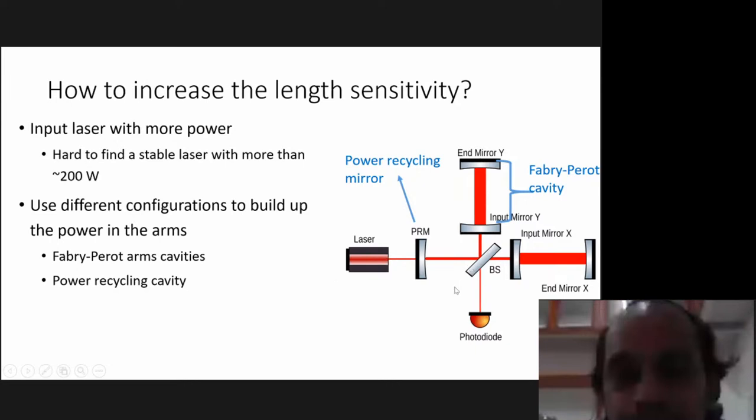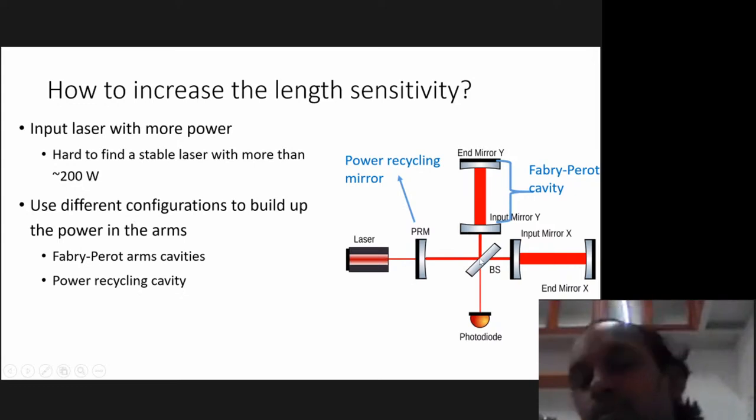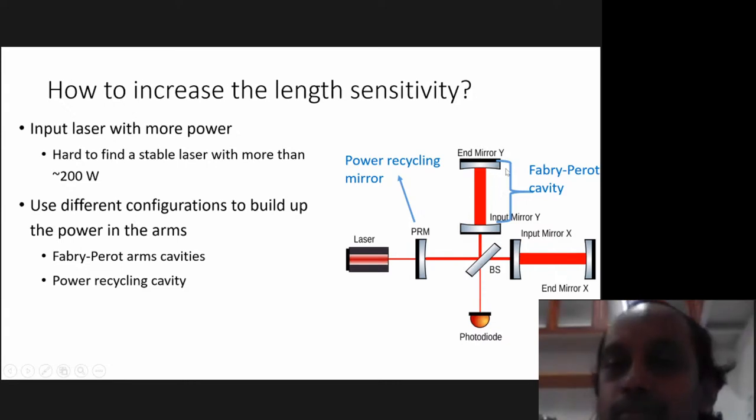The other thing we can do is put another mirror. The way this mirror acts is that there is some laser power that comes back to the laser. So whenever the power from these two arms comes back to the beam splitter, it has a 50-50 chance to go towards the photodetector and also towards the laser. So by using this mirror, whatever laser power goes towards the main laser can be pumped back into the interferometer, these arms. So this way also we can effectively increase the power in the arms, and so we can increase the sensitivity of this instrument.